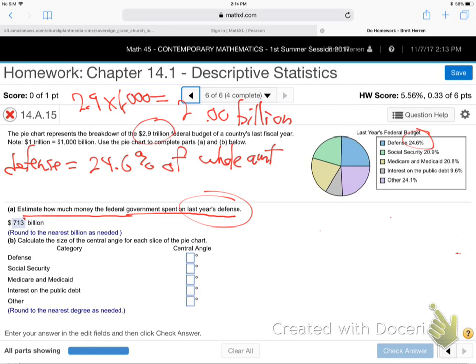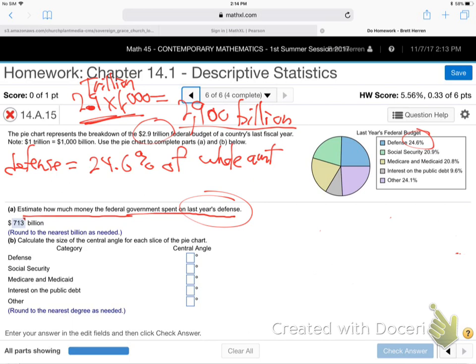Did that little operation make sense? 2.9 trillion is 2,900 billion. Those are two ways to say the same thing. You guys tracking with me? Okay, so the 2.9 times 1,000, what is that? Yeah, so that's what I'm saying.